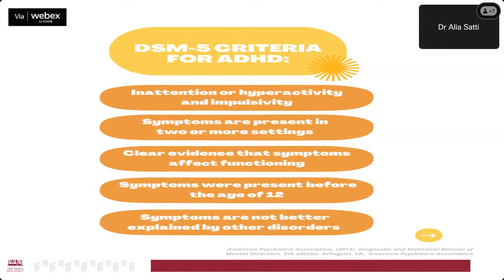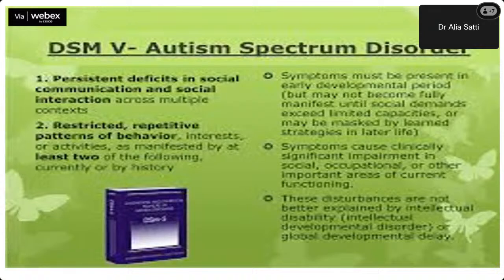Symptoms have to be also present from early childhood. And the last one, I would say, is the most important. Symptoms are not better explained by other disorders. Again, because it could be only autism with some hyperactivity. I will go back to this slide. And the last point is these disturbances, we're talking about autism here, are not better explained by intellectual disability. Again, this is another tricky area where we have to differentiate between only intellectual disability or intellectual disability and autism.